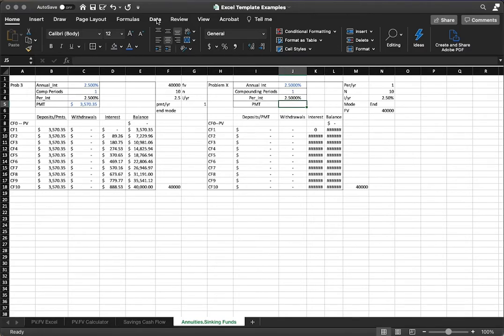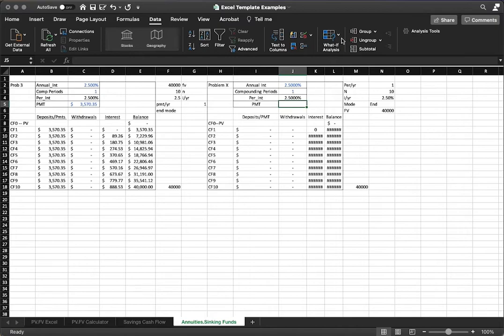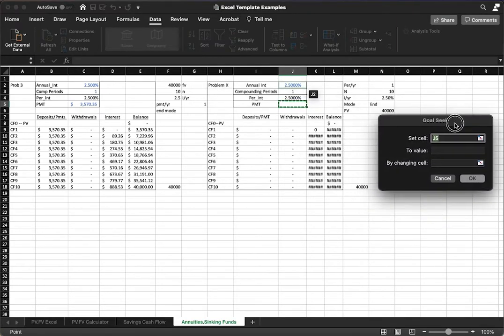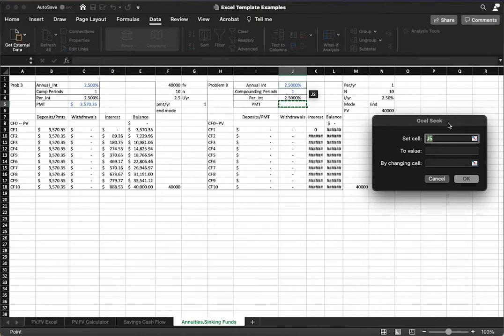Again, for GoalSeek, we come to Data, What If Analysis, here on your ribbon, come down to GoalSeek, and then we just plug and play. Let's move it over here so you can see what's going on. We want this cell to be 40,000. So set cell L18, absolute reference, to 40,000 by changing our payment cell.